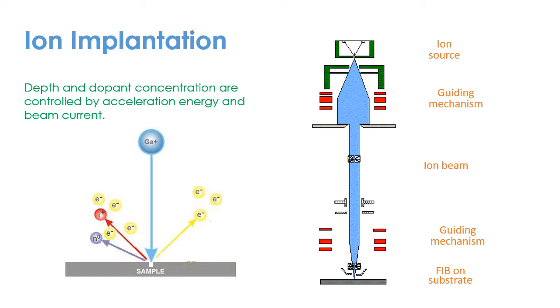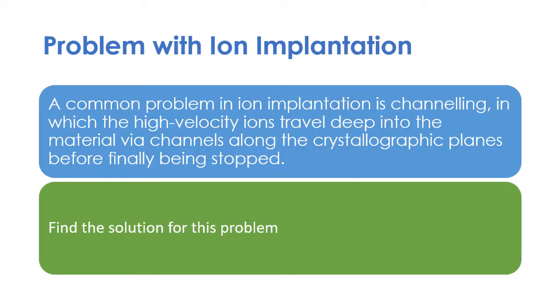Another important function of annealing is that it will drive the implanted dopant, as implantation alone embeds the dopant less than half a micron below the silicon surface. So annealing enables the dopant to diffuse to a more desirable depth of a few microns. There is some problem with ion implantation. The common problem is channeling, where the high velocity ion will travel deep into the material via channels along the crystallographic plane before it is finally stopped.